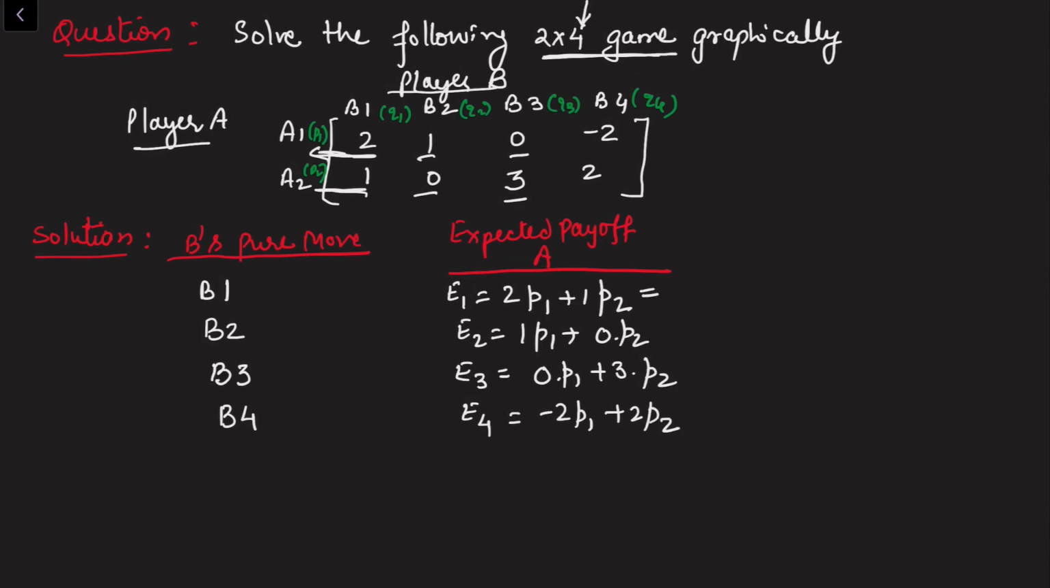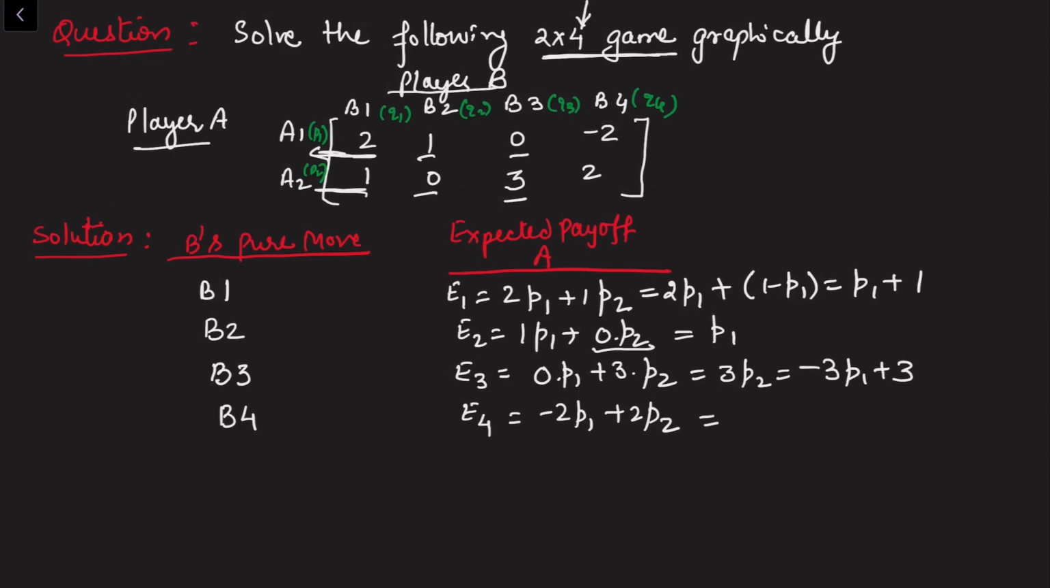And as we have seen earlier, I can leave this in P1, P2, or I can convert this into the axis P1. If I want to convert this into P1, this means 2 times P1 plus P2, which is 1 minus P1. So this quantity is 2 times P1 minus P1, which means it is P1 plus 1. That is the first move. In this case, it is already 0 into P1, so this is P1 only. In this case, this is 3P2, which means it is minus 3 times P1 plus 3. And in this case, this is minus 4P1 plus 2.